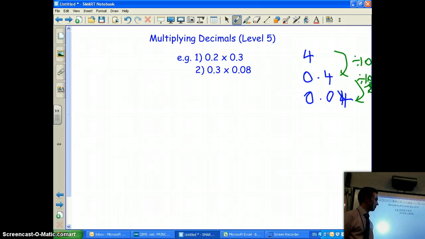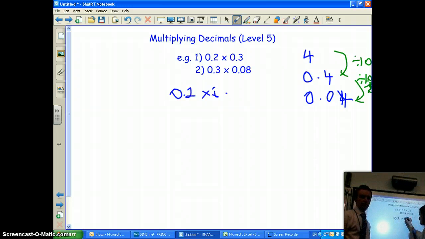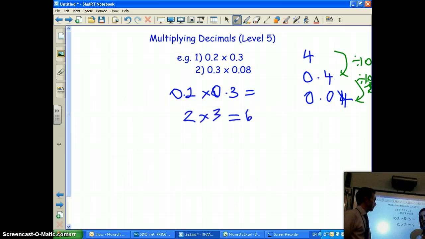Okay, first question then, 0.2 times 0.3. Always good to write out your question. I'm not sure of the answer to that, so what I always do is go back to what I know. I know that 2 times 3 is 6, and I'm happy with that. I'm going to show my working there. I want to go step by step to get back to what I'm looking for.